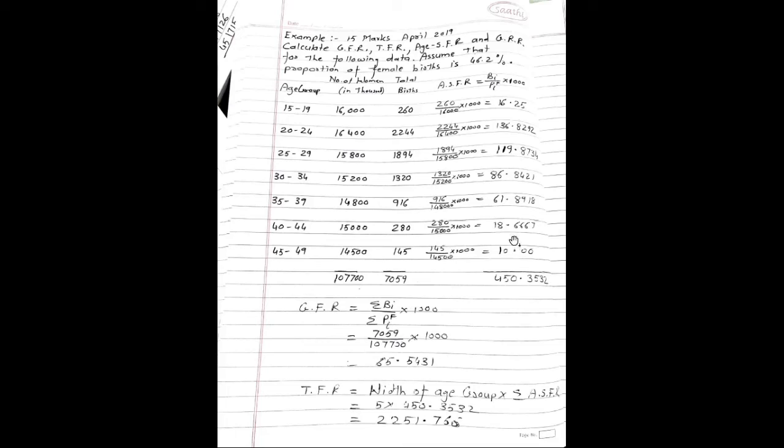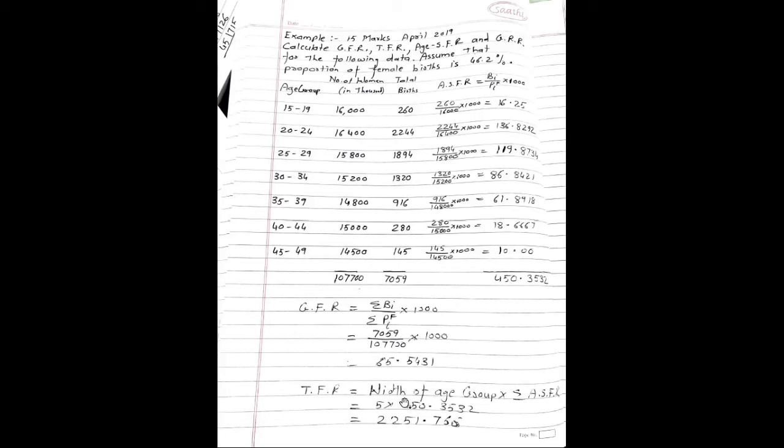Now to find total fertility rate, we need to calculate summation ASFR value. So summation ASFR value can be calculated as 16.25 plus 136.8292 plus 119.8734 plus 86.8421 plus 61.8918 plus 18.6667 plus 10.00. So the total value is 450.3532.